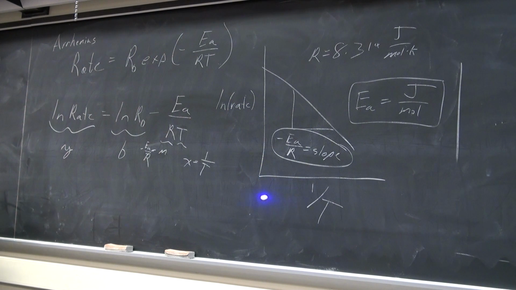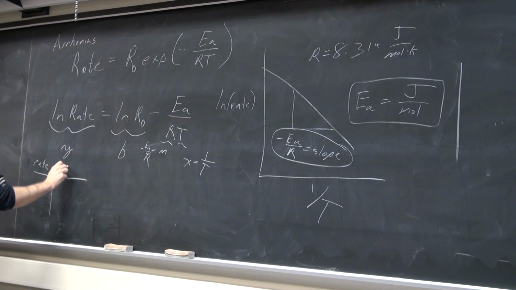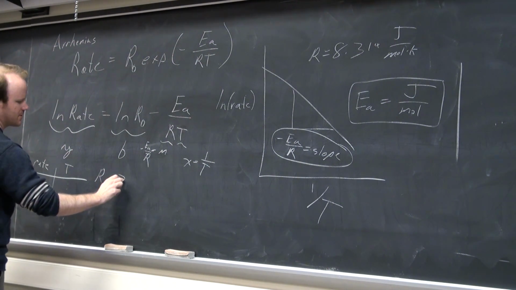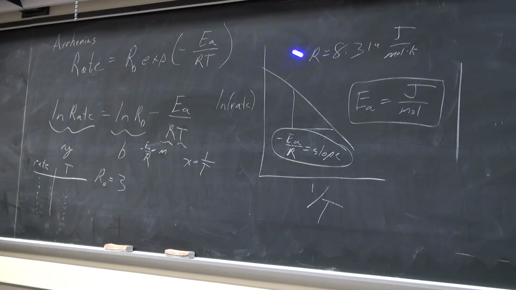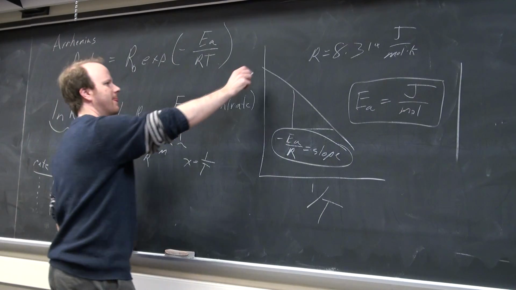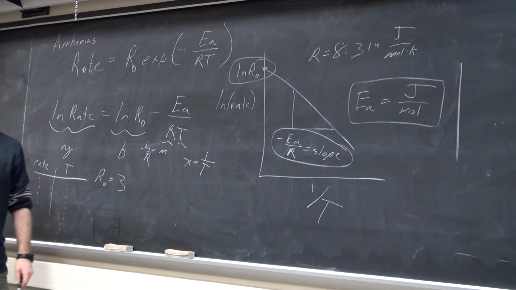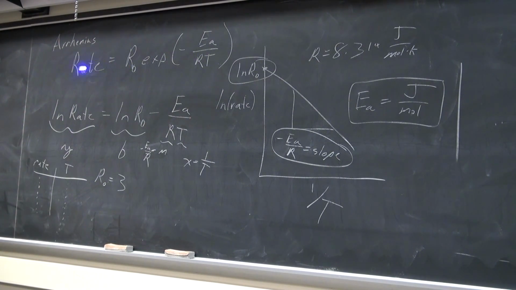Log of rate versus 1 over T. So I would give you a table that has rate and T. I might even give you R0 for free, equals 3, something like that. And so you could plot this thing out. Yes? What's the units of EA? Activation energy is in joules per mole. What's this point right here? Good. We get that right from our linear equation.